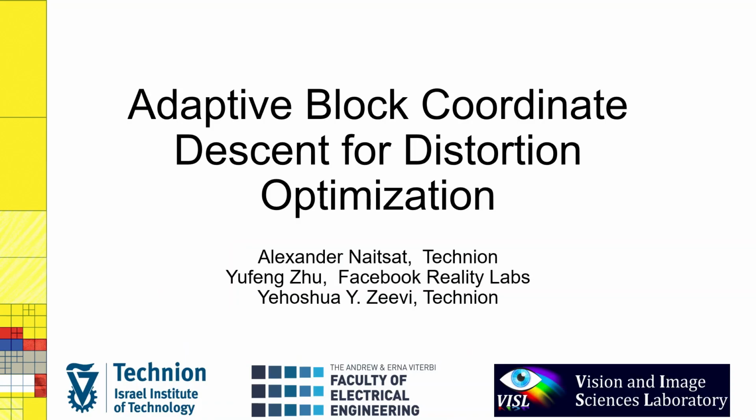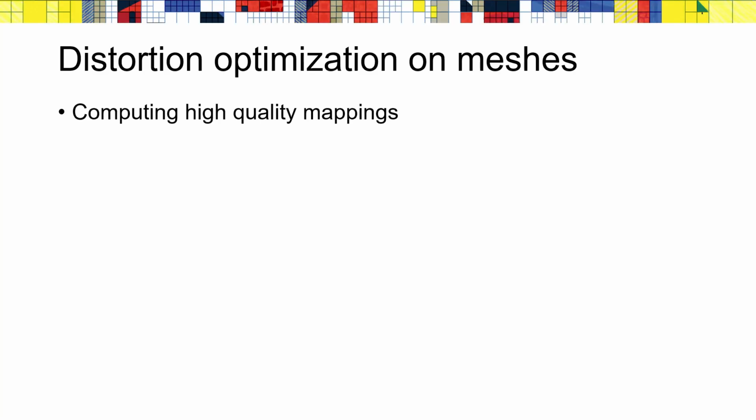Hello to everyone. We are talking about the paper titled Adaptive Block Coordinate Descent for Distortion Optimization, presented by Naitsat Alexander from Technion. In this paper, we are dealing with geometric optimization problems in which we optimize distortion on meshes to obtain a high-quality mapping of geometric data.